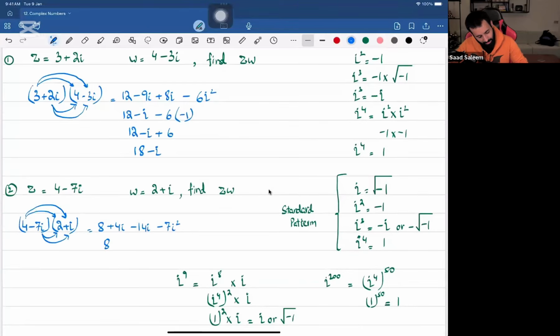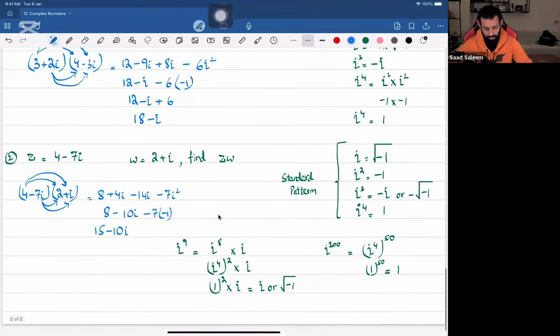So we have 8 minus 10i minus 7 into minus 1. So this becomes positive 7. 7 plus 8 is 15. 15 minus 10i is the final answer. Okay. Now, if you have any questions, please feel free to ask.